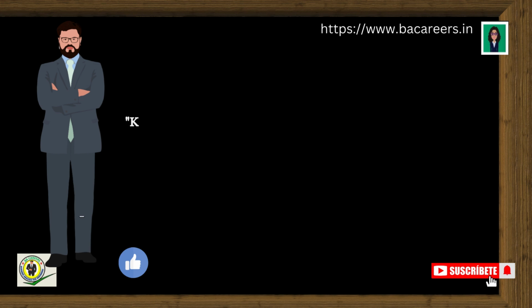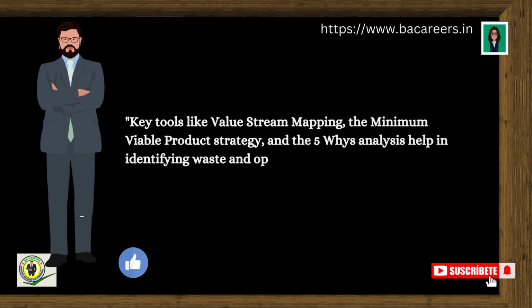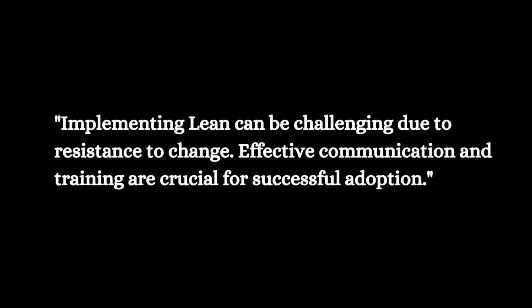higher efficiency. Key tools like Value Stream Mapping, the Minimum Viable Product Strategy, and the 5 Whys Analysis help in identifying waste and optimizing processes. Implementing Lean can be challenging due to resistance to change. Effective communication and training are crucial for successful adoption.